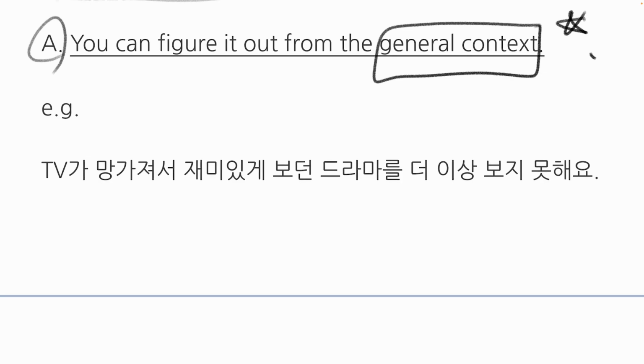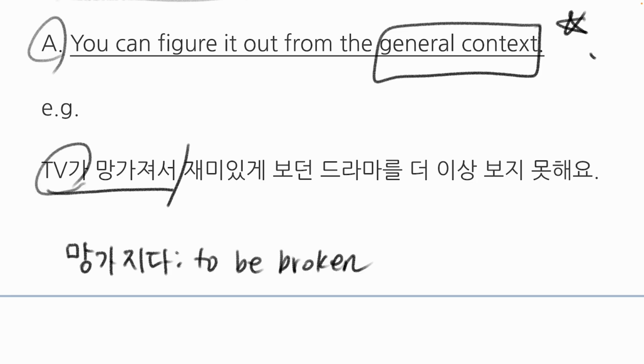So for the first one, TV가 망가져서, when you say something is 망가지다, it means to be broken. So TV broke down basically.